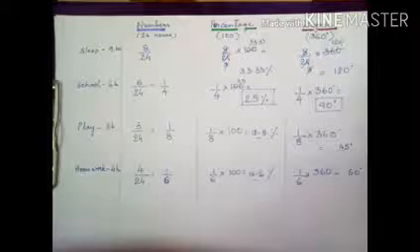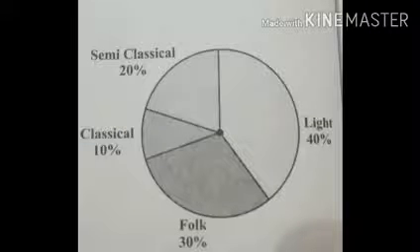Now let's see one more example. Here the information is given in percentage, and also the total number is not given, but just one piece of information is given to us. This pie chart shows the type of music liked by different people. Like only 10% like classical music, 20% people like semi-classical music, 40% like light music, and 30% of the people like folk music. Now here it is given in percentage.